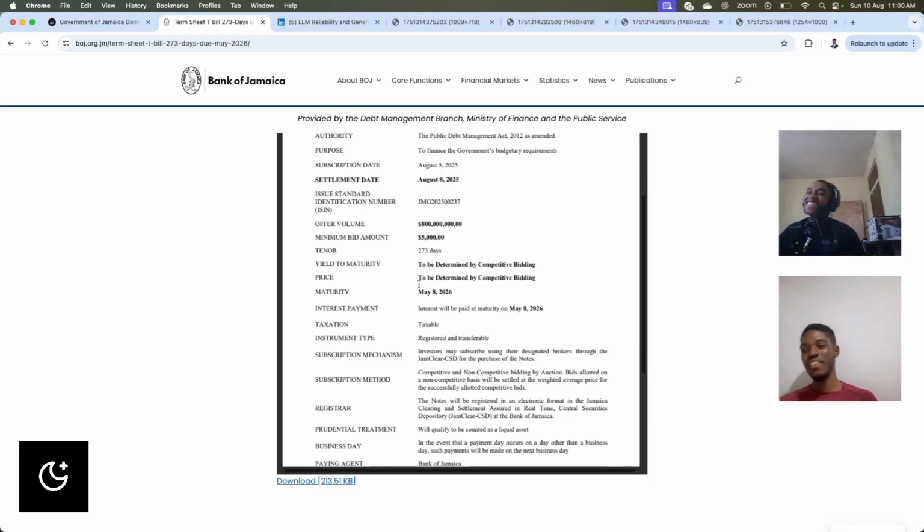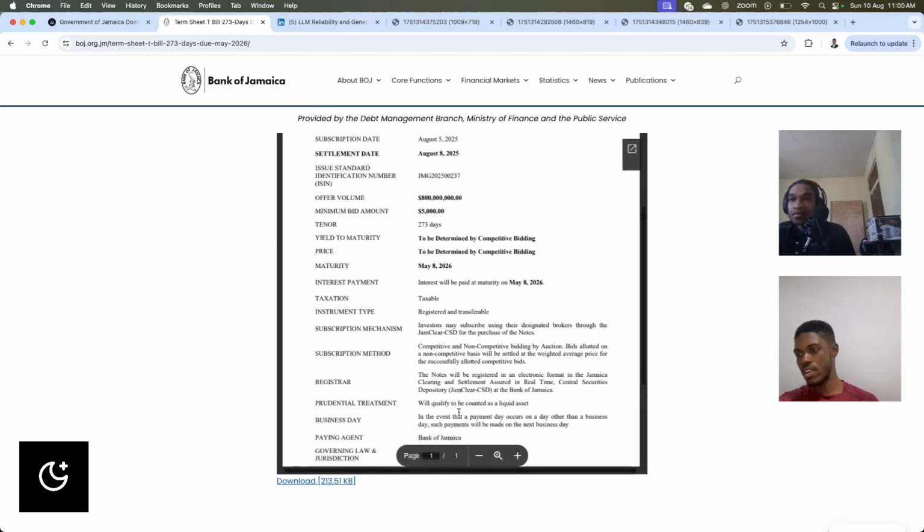You just said that. You need to have a Jam Clear account, which they can set up for you. They'll send you a PDF form, and you write out how much you want to invest from this account and the yield you're targeting. You need a Jam Clear CSD account, but they can set that up for you.